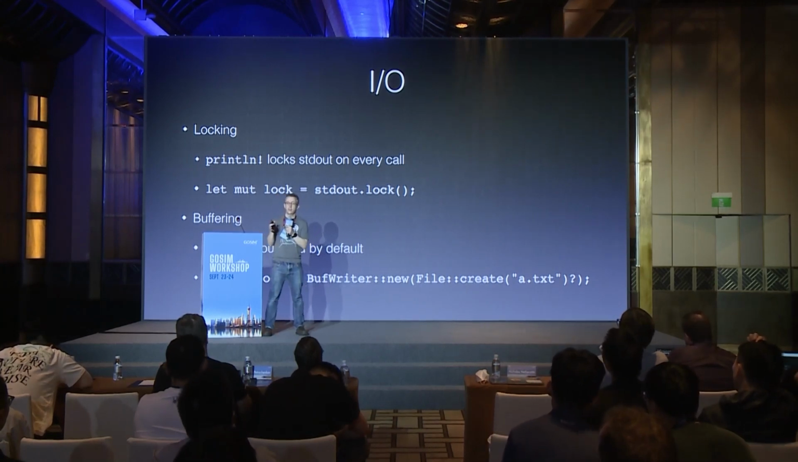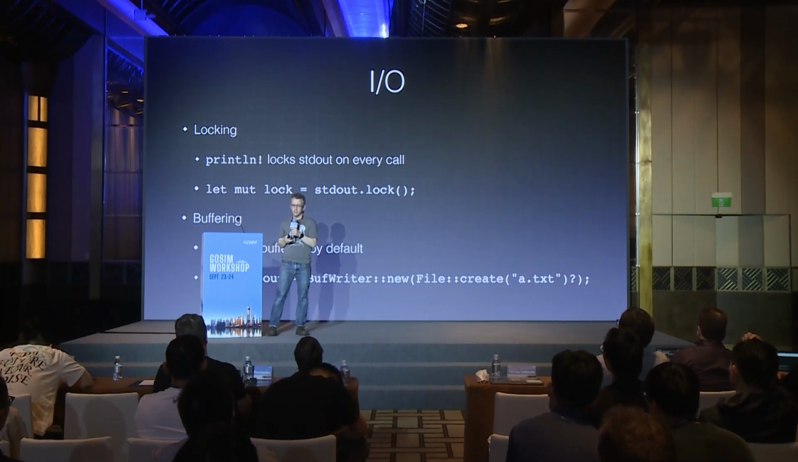So instead you can just call the lock method to lock it, then you do all your print calls, and then you can unlock it. And that can help.